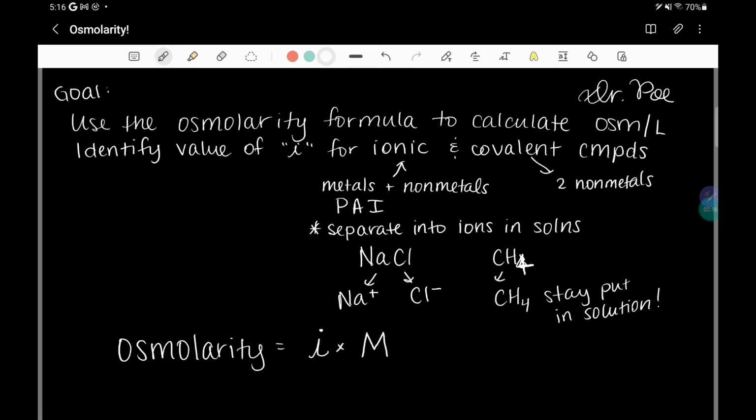And if you have more than one component in there, you're going to do this for each component. So this would be component 1, component 2, if there are 3 components. A lot of times in glucose solutions, you're going to have a little bit of salt in there. So however many components there are, you would consider each one individually. But for right now, we're just going to simplify it and take this one step at a time. Okay, so we've got our osmolarity formula.